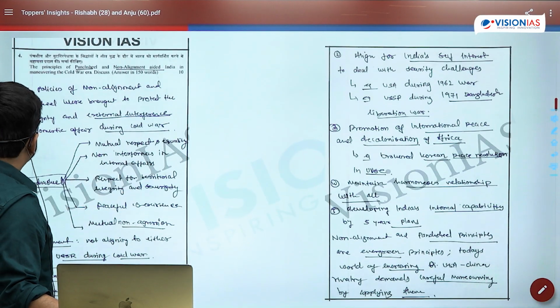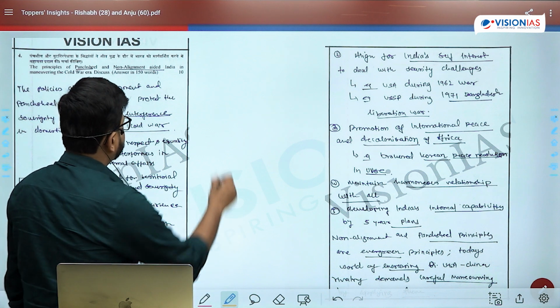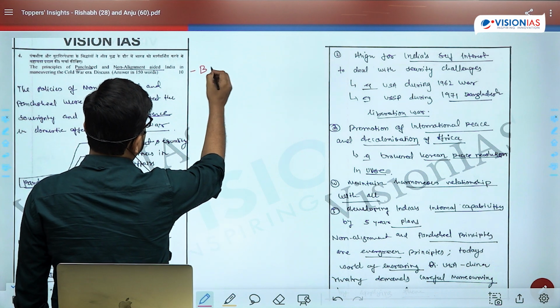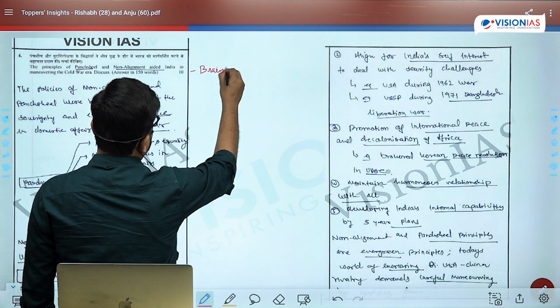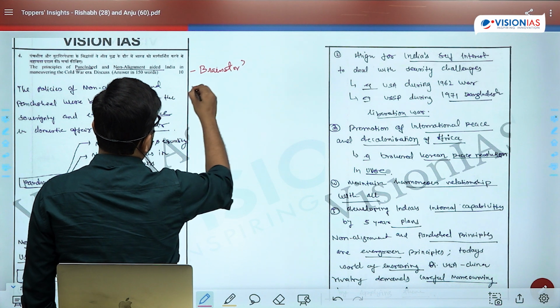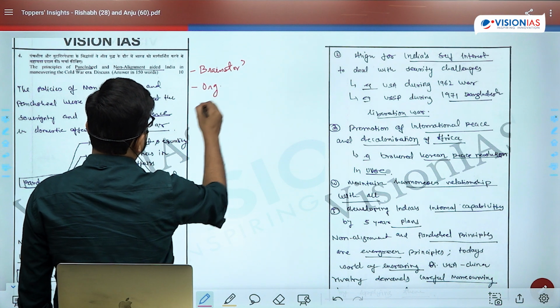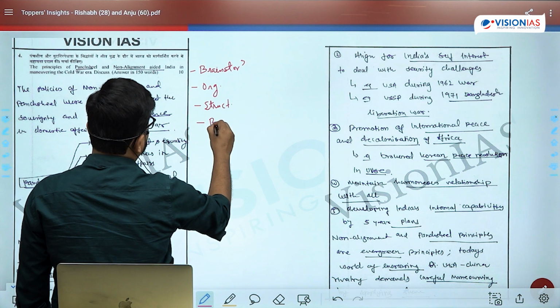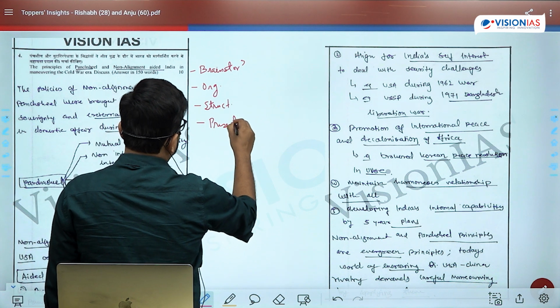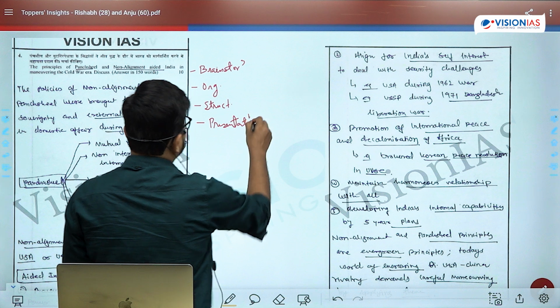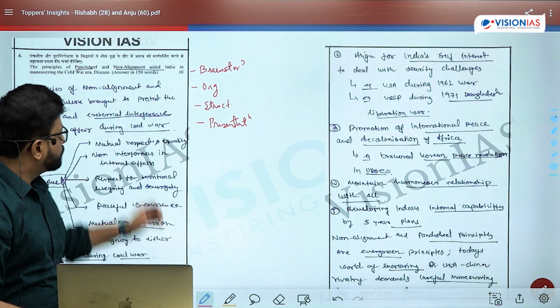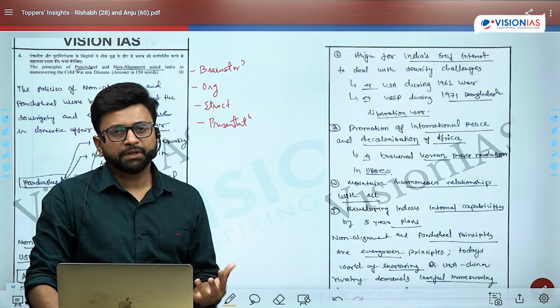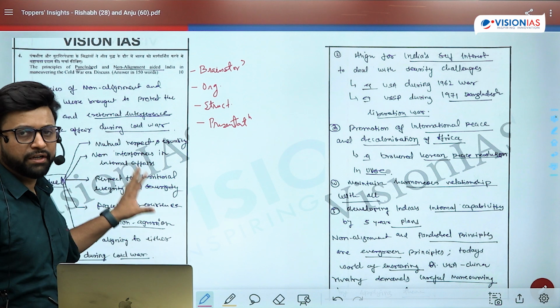As we mentioned, we'll be looking at it from the perspective of brainstorming, then organization of points, then structure, and then presentation. So there are 4 major aspects that we'll be looking into. First, brainstorming. Brainstorming means what exactly you are supposed to write here.